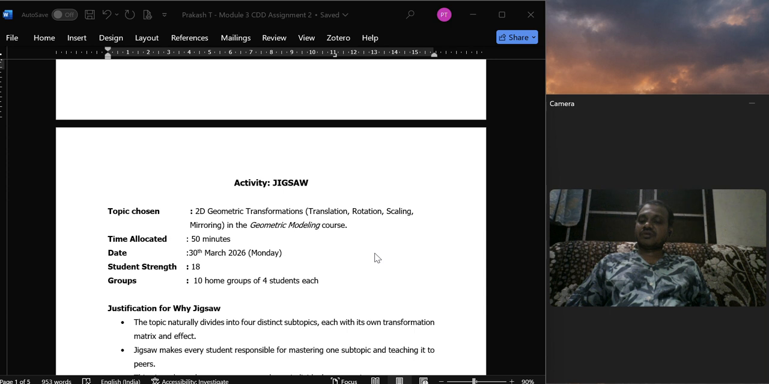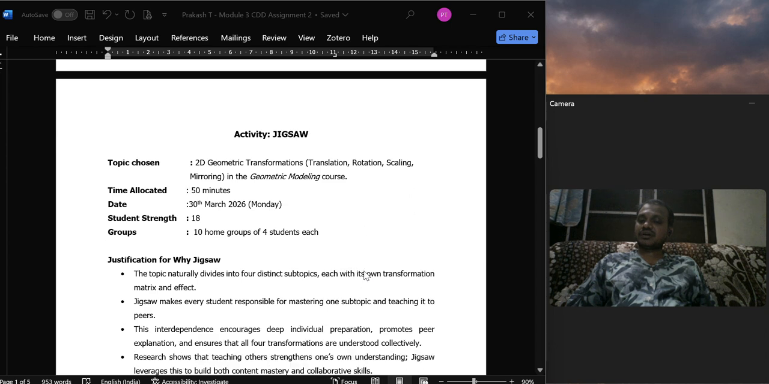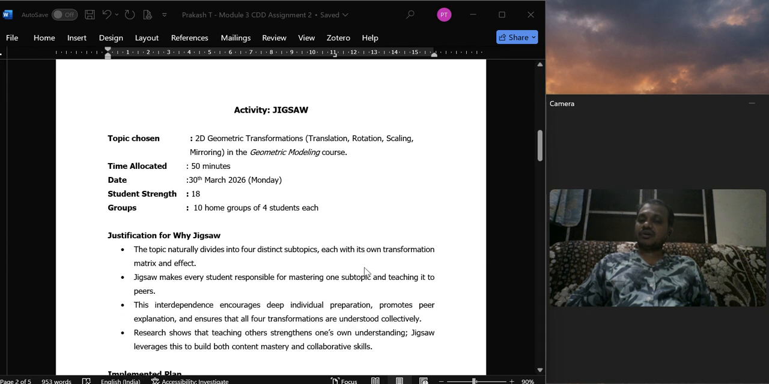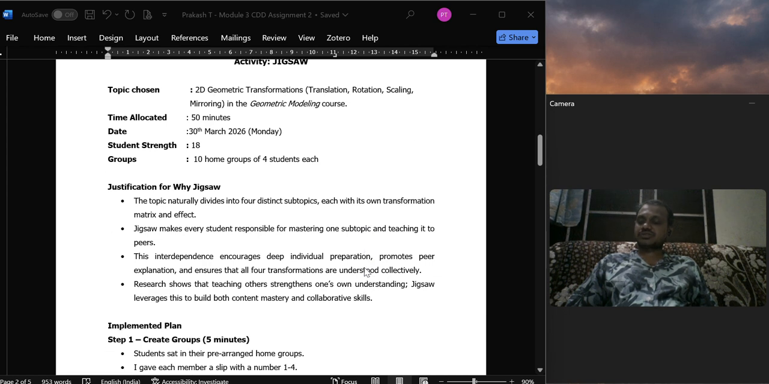The student strength is 40, and I created 10 home groups. Each group has 4 members. Why did I choose this topic and jigsaw? This topic naturally divides into four distinct topics, each with its own transformation matrix and effect: translation, rotation, scaling, and mirror. And jigsaw makes every student responsible for mastering one subtopic and teaching it to the peers.